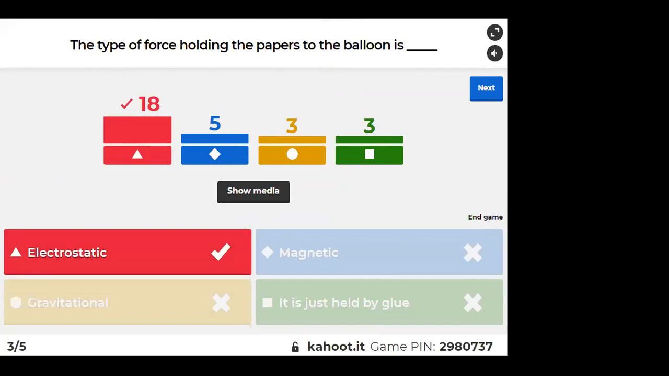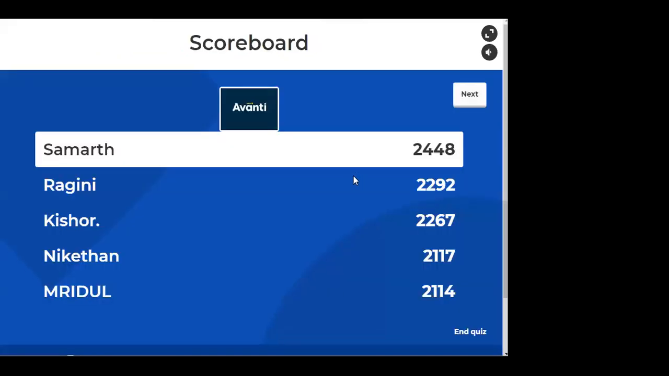I hope all of you did this activity: rubbing the balloon in your hair and keeping it near pieces of paper. Do it at home, it is an activity. Or you stick it on the wall. It will stick due to electrostatic force. The charge will be transferred. Okay. Next.